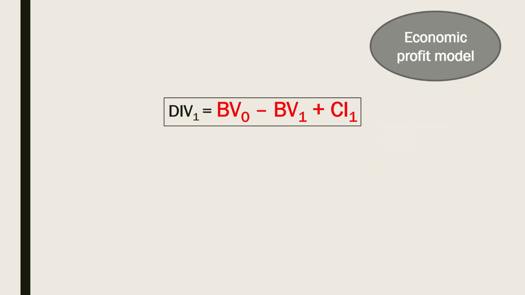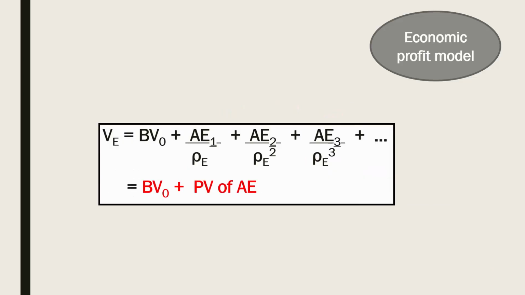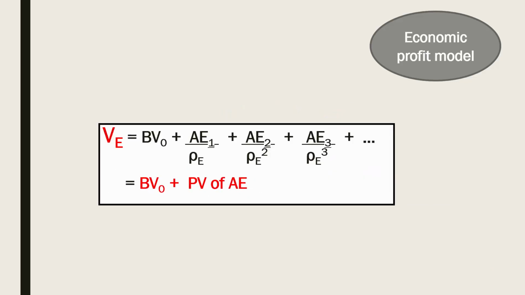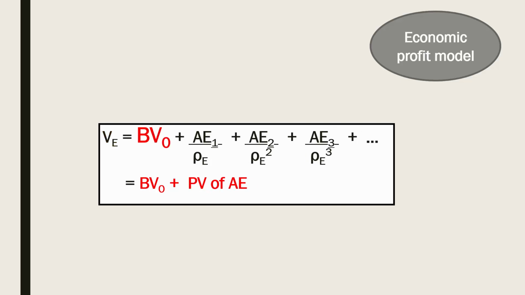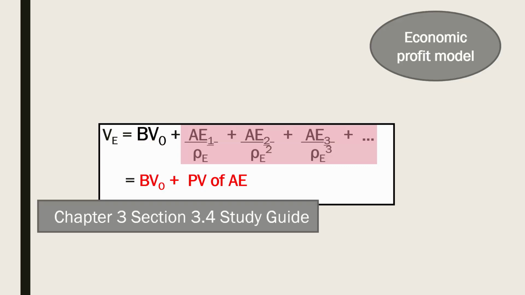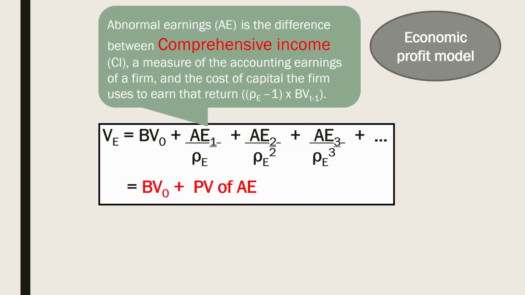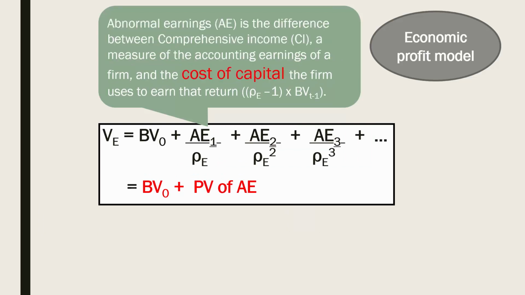By substituting this for dividends in the discounted dividend model, we can arrive at the economic profit model where the value of equity equals the opening or current book value of equity plus the present value of abnormal earnings. See Chapter 3, Section 3.4 in the study guide for some further information on the maths involved. Abnormal earnings is the difference between comprehensive income and the cost of capital.